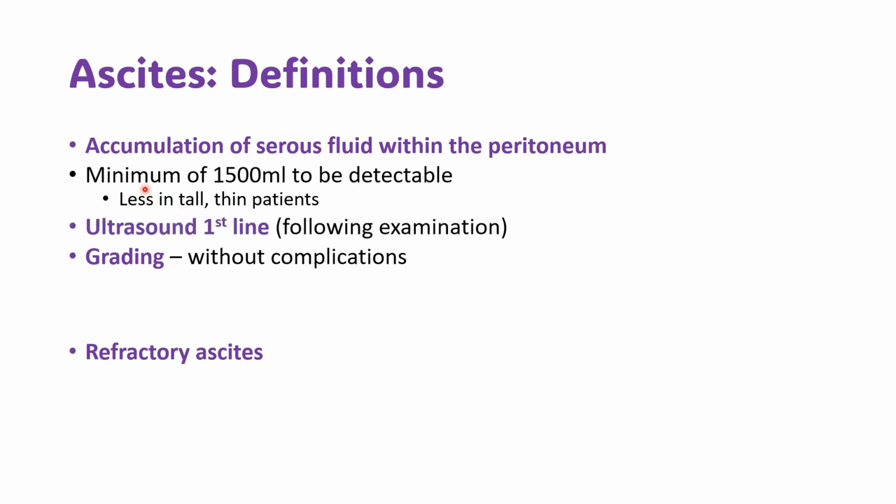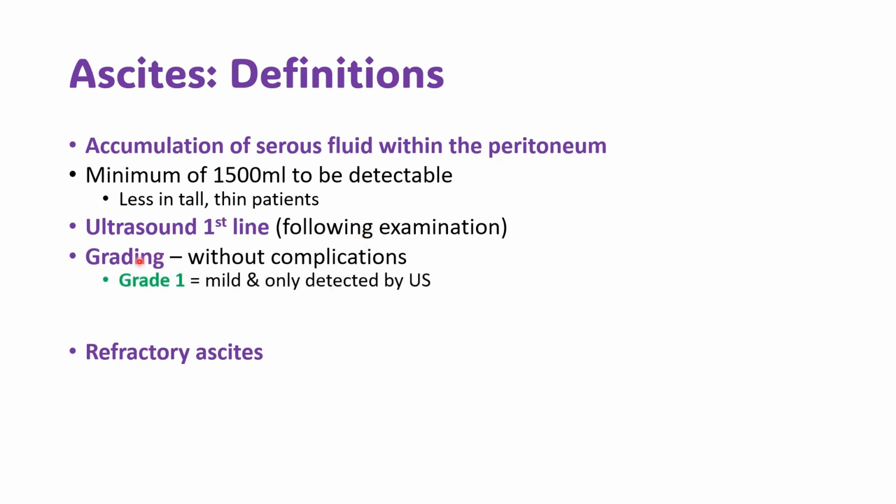And for ascites to be detectable, there has to be a minimum of 1,500 mLs, and this is on examination, for example. And it's less in tall, slimmer patients. But we have ultrasound essentially, and that's very useful at picking up volumes much less than 1,500 mLs. And ultrasound is therefore the first line investigation following your history and examination.